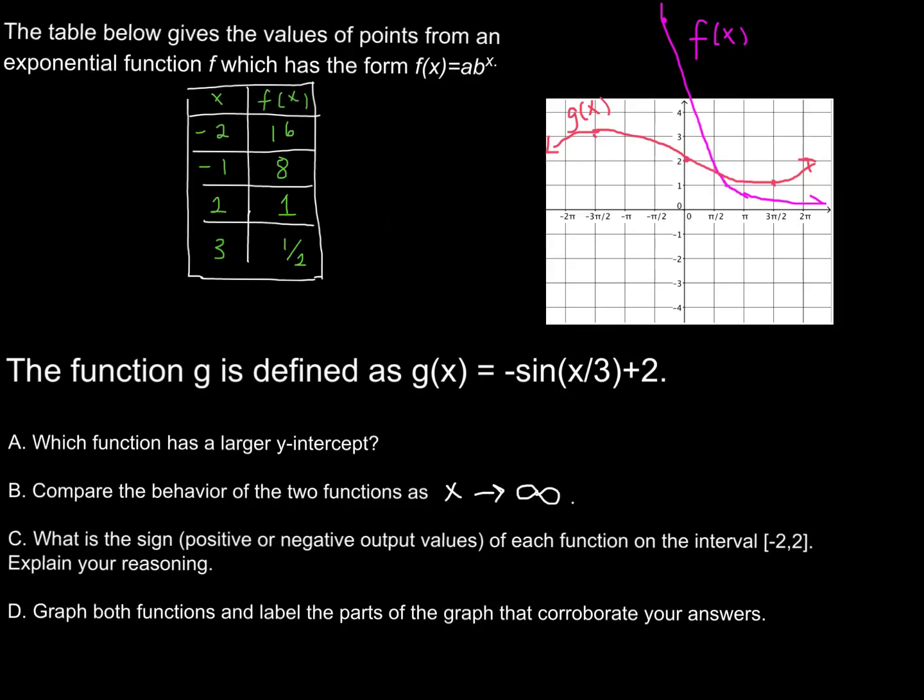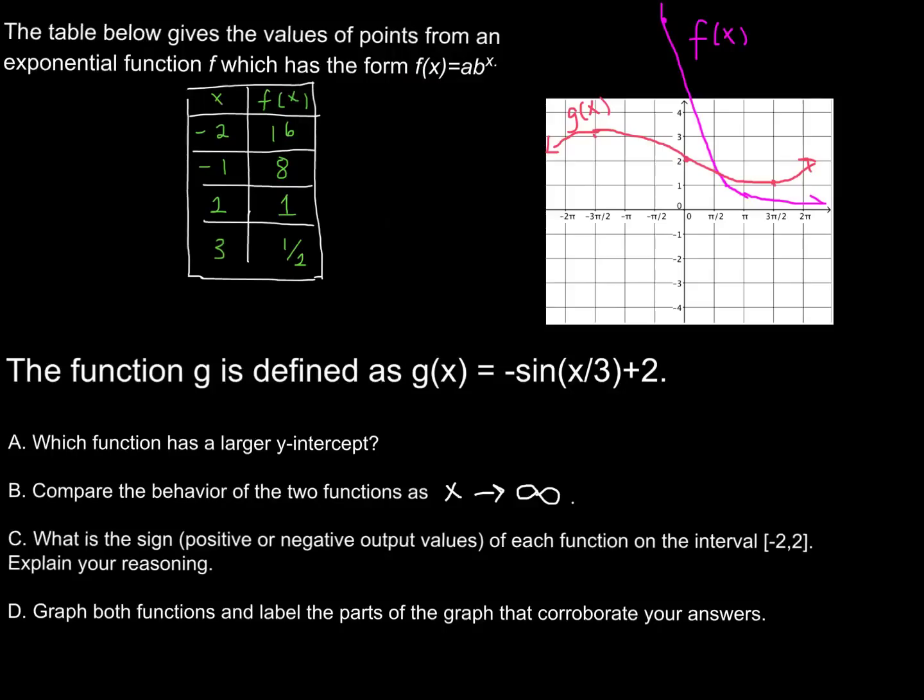So here are the two functions that we were comparing. f of x is a bunch of points that they give us. They tell us it's an exponential function. And you can see here that the b value must be less than 1, right? Because as the exponent gets bigger and bigger, my value gets smaller and smaller.